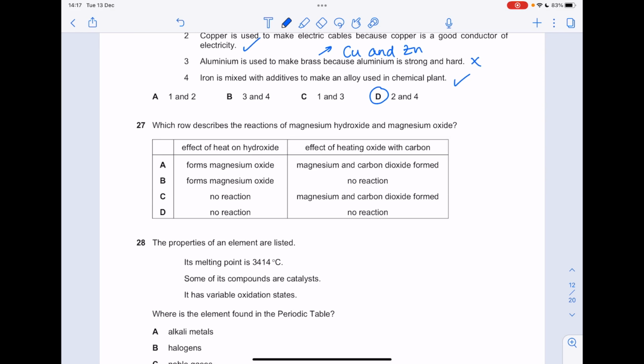Which row describes the reactions of magnesium hydroxide and magnesium oxide? Remember that magnesium is more reactive than carbon. And so because of that, you'd expect no reaction because there's no way that the carbon can displace the oxygen. Then it's a matter of remembering the effect of heating on the magnesium hydroxide and it actually forms magnesium oxide. So B.